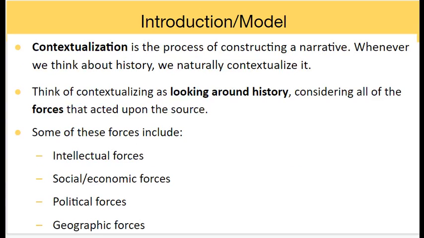When your teacher starts speaking about contextualization, it's the process they're going to explain to you, and they may even give you a slide that looks just like this, that it's the process of constructing a narrative. And whenever we think about history, we have to contextualize. They're going to talk about looking around history, the forces that acted on history, the forces that, think about this one, made the source. It says act upon the source, meaning made the source write what they wrote or did what they did or act the way they acted, right? And it says there's intellectual, social, economic, political, geographic.